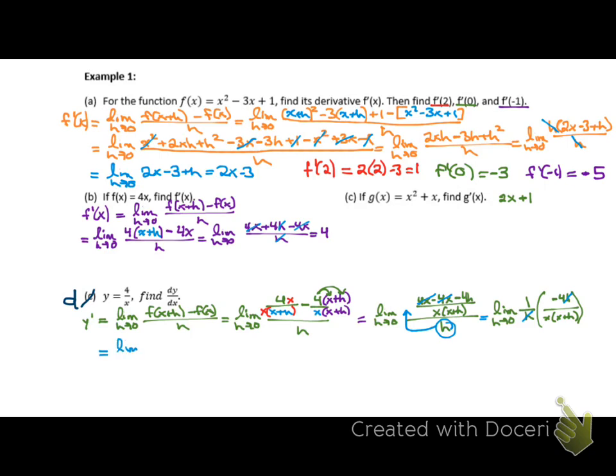So you have the limit as h approaches 0 of negative 4 over x times x plus h. Now remember, when I take the limit, I'm taking that 0 and plugging it in for h. So I'm plugging that in right there. When I do that, I end up with negative 4 over x times x, which is x squared. And that is the answer.